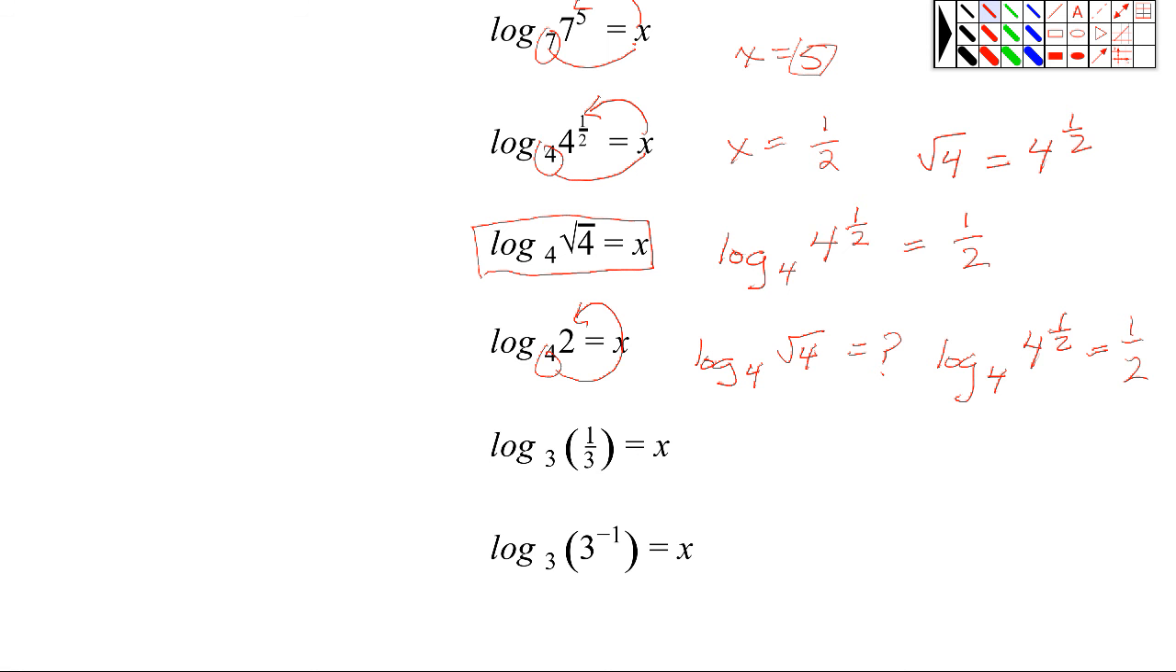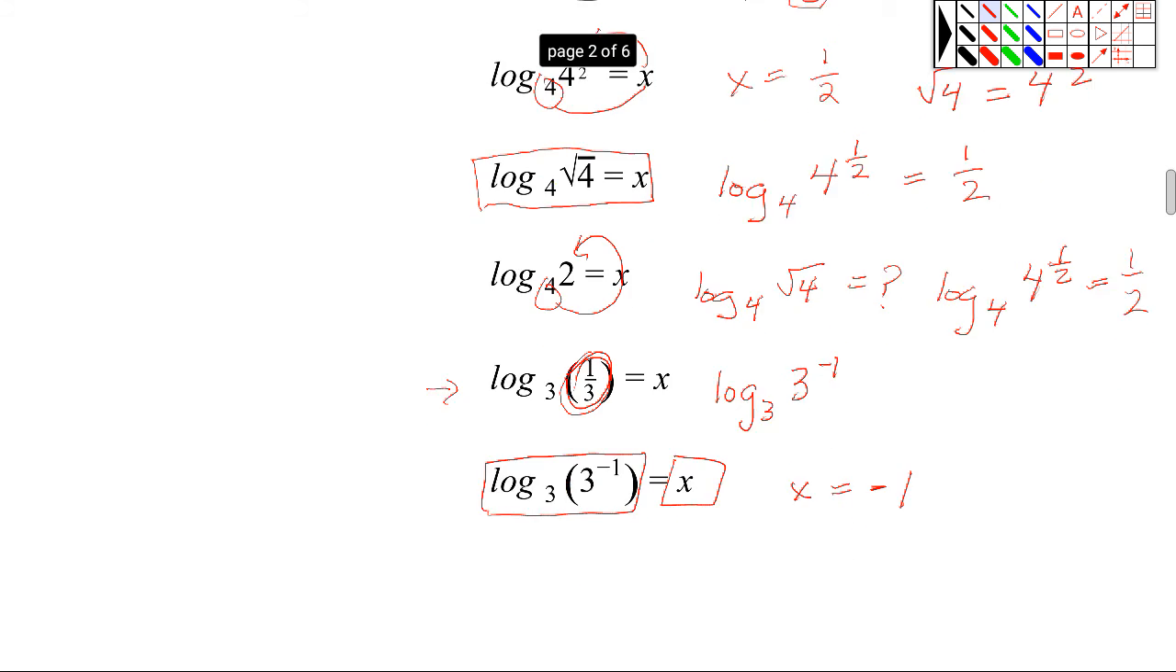Now, this next one will bring to mind what happens when we've got a fraction, or what's another way to write fractions. So if you remember that 1/3 means the same thing as 3 to the negative 1, see? 1/3 and 3 to the negative 1 are the same. Therefore, if you remember that, it's easy to know that in this case, x has to be equal to negative 1.